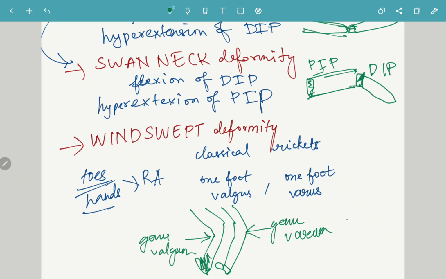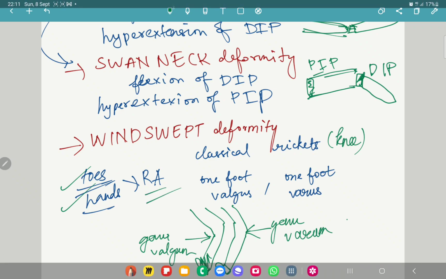So one side of the leg is genu valgum and the other side of the leg is genu varum. This is known as windswept deformity. Classically, windswept deformity at the knee is seen in rickets, and in the toes and hands, if there is windswept deformity, it is seen in rheumatoid arthritis.